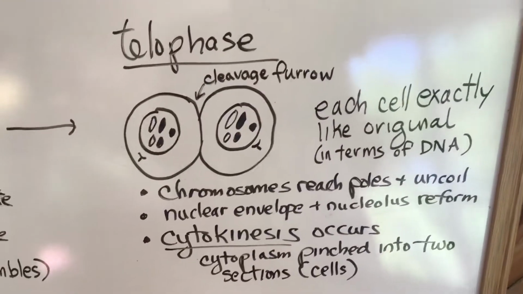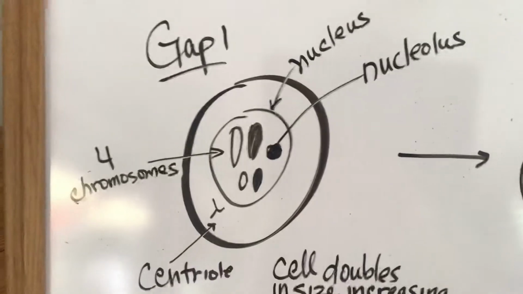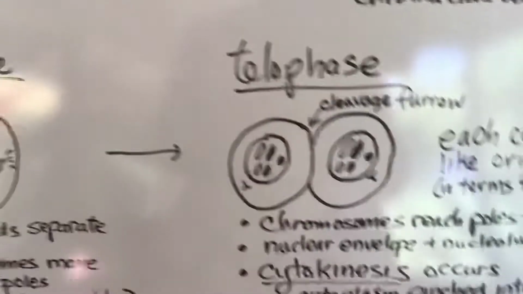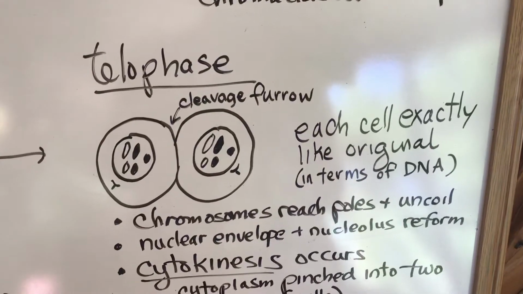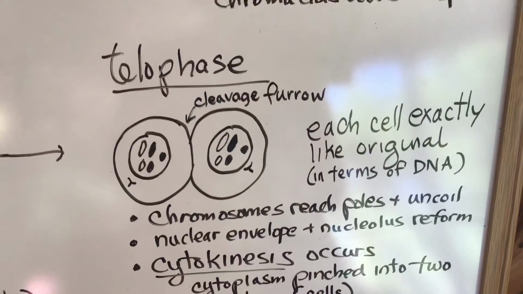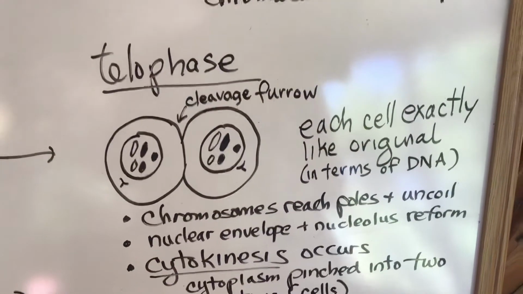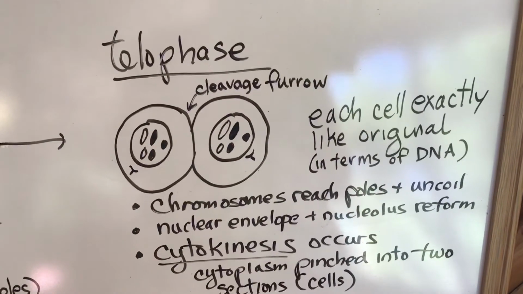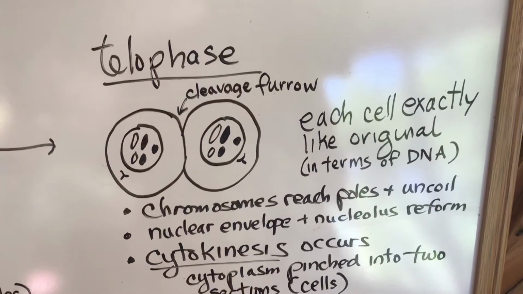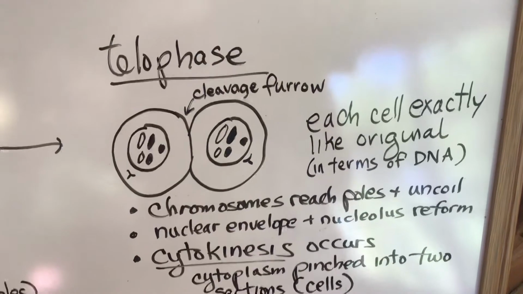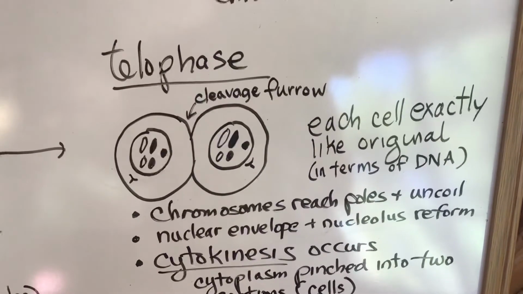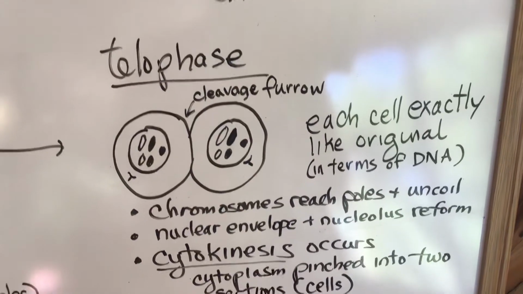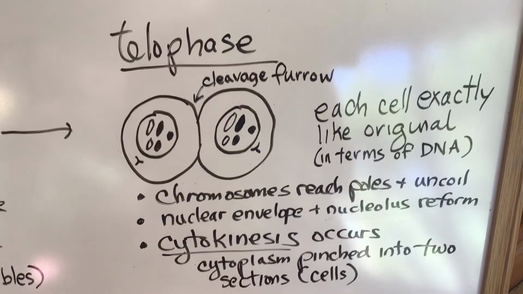There they are at the end. There's the original. Okay, so they're exactly like the original in terms of the DNA, or the amount of DNA. But the cytoplasm has been just pinched apart, and that creates what they call a cleavage furrow. That's just kind of where they're being pinched. Eventually, they could be separate or stay attached. It depends on which type of cell is actually doing the mitosis process.